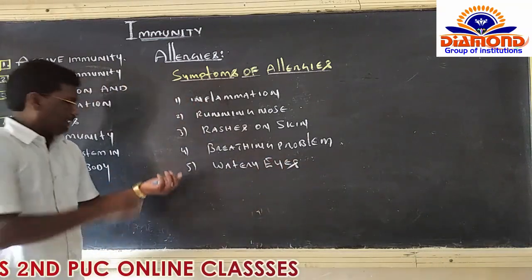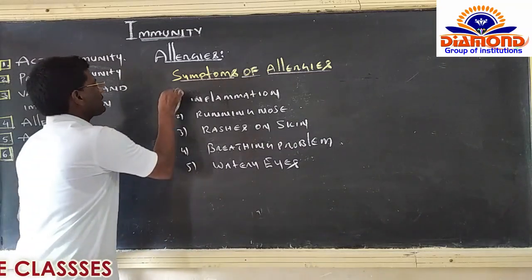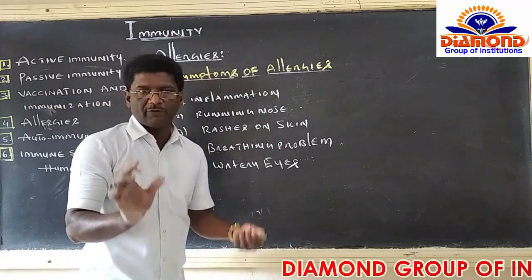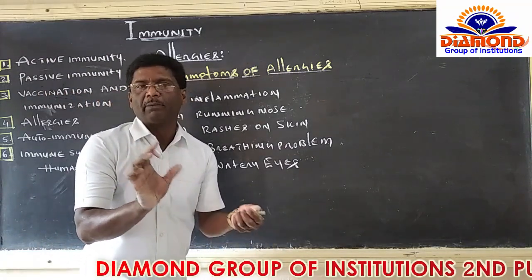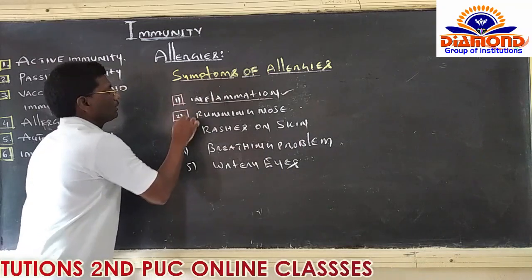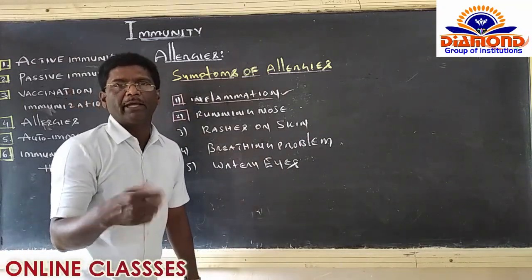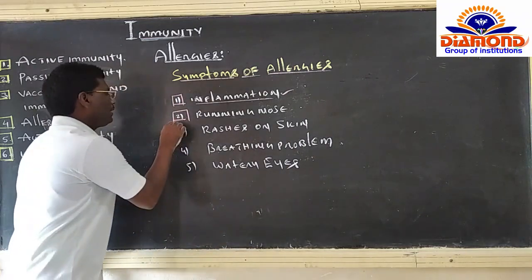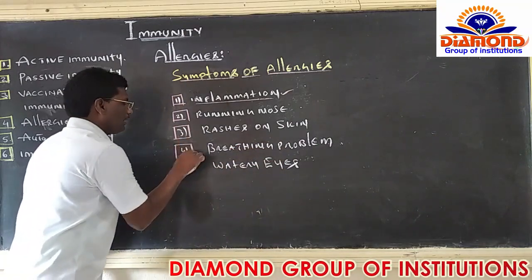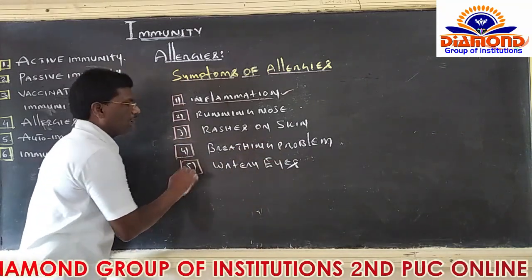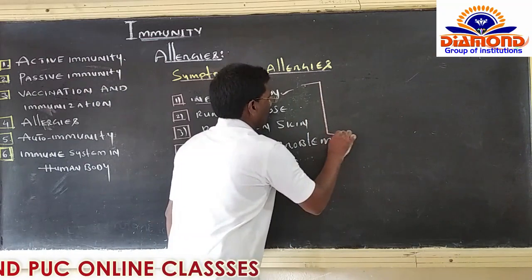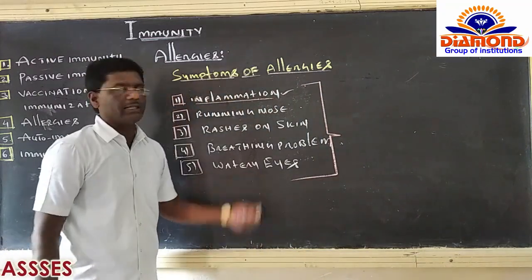Whenever a person is affected by allergies, the symptoms can be expressed from his body like this. Number 1, inflammation. Inflammation means we can find a color change on one particular organ, and swelling is also present there. Such a phenomenon is called inflammation. Number 2, runny nose. Continuously from the nose, liquid or water-like fluid will come out. Number 3, rashes on the skin. Number 4 is breathing problem, and number 5 is watery eyes. Whenever a person is affected by an allergic reaction, we can find all these symptoms.